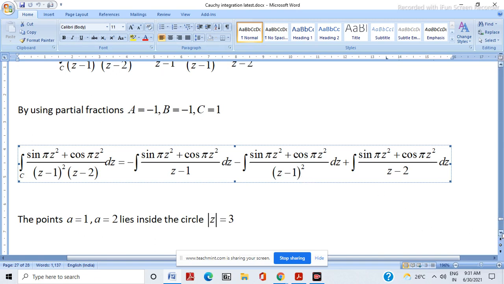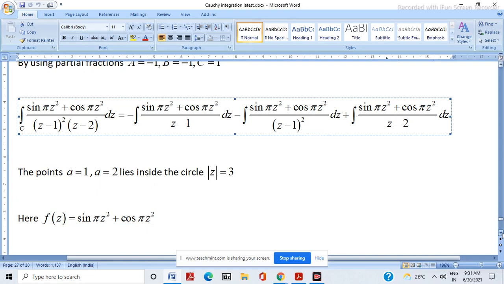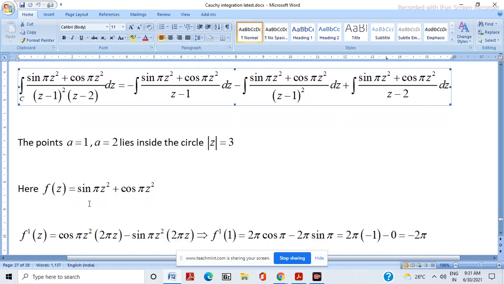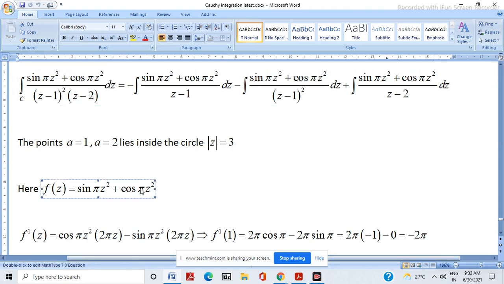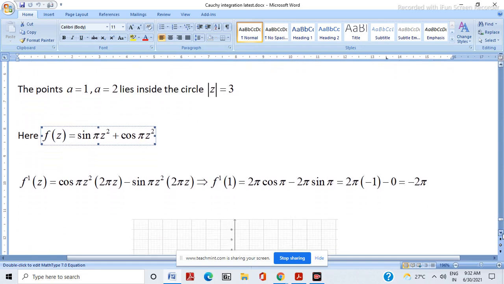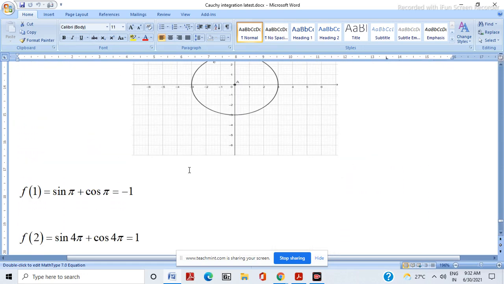Now we will find out all the things. What is our f of z? Sin pi z square plus cos pi z square. We need f dash z. Find that f dash z. That means cos pi z square into 2 pi z. Then the differential of cos is minus sin pi z square into 2 pi z. Then find f dash of 1, that we get minus 2 pi. Similarly, what should we find out? f of 1 and f of 2. Find f of 1 and f of 2.